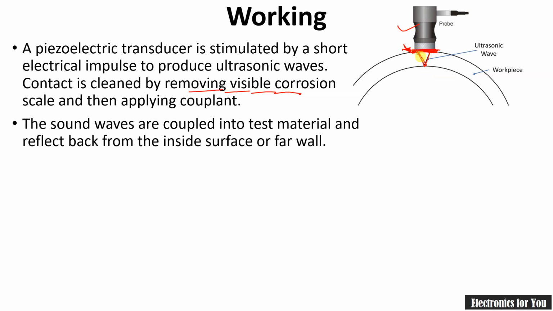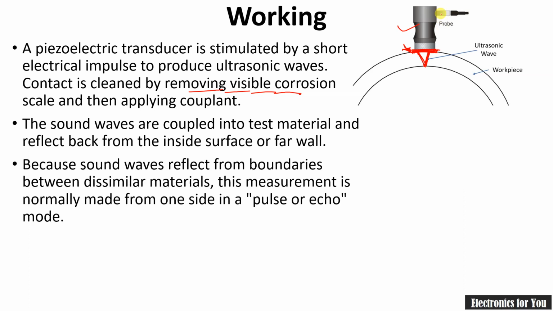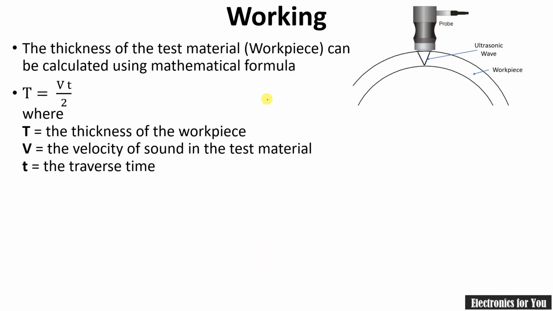and the sound energy will be reflected back. Again, you can collect it with the help of the probe, and this time is measured, and thus you can say that it uses the pulse echo. For that, the formula used is T = Vt/2. Here T is the thickness of the workpiece, V is the velocity of sound in the test material, and t is the transit time. Generally this transit time is measured, and it is connected to the meter, and the meter will convert it into the thickness.